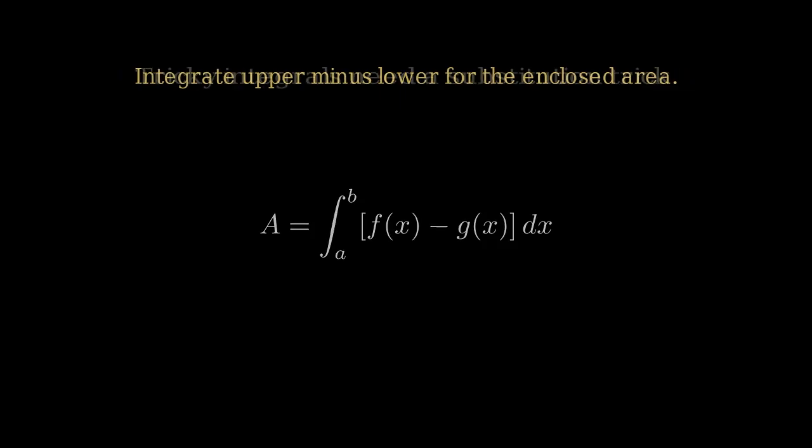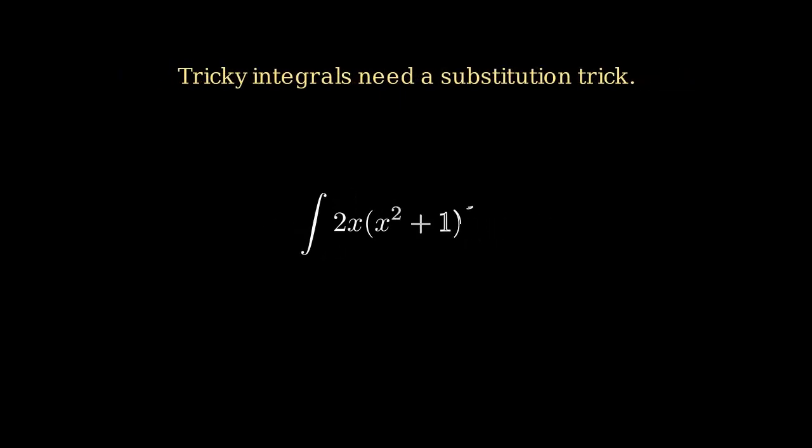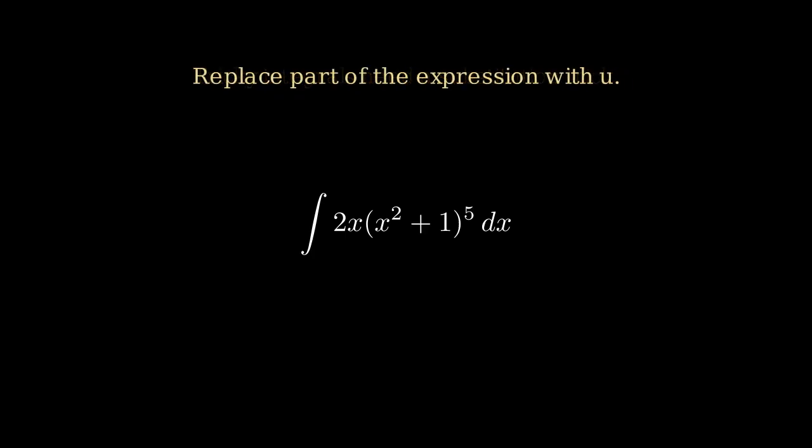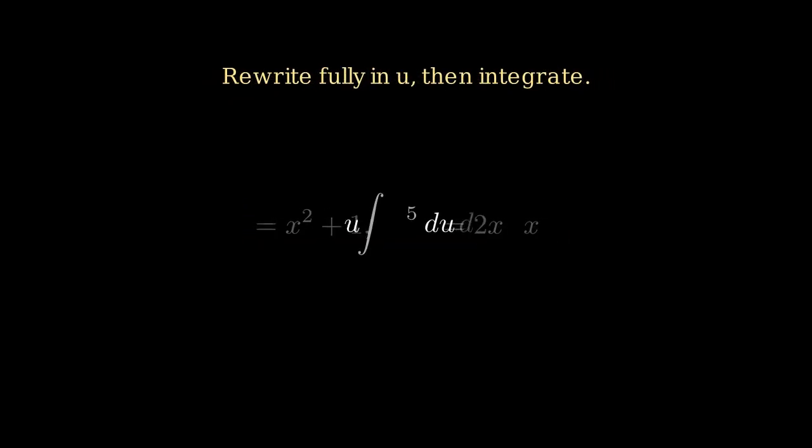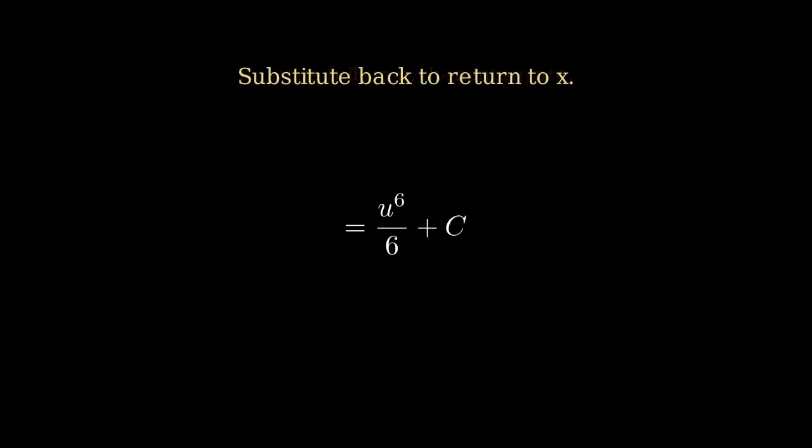Some integrals are not straightforward to tackle directly. This is where substitution helps. We replace part of the expression with a single variable, u, chosen so the rest of the integral simplifies. Rewrite the whole integral in terms of u, including dx becoming an expression in du, then integrate this simpler version. Finally, substitute back so the answer is written in terms of the original variable x, not u.